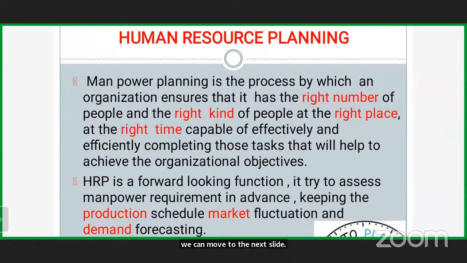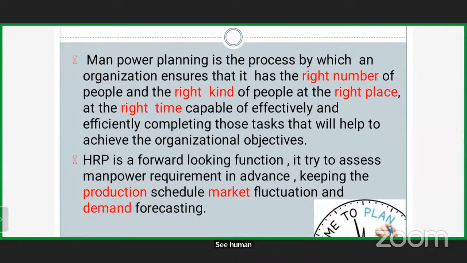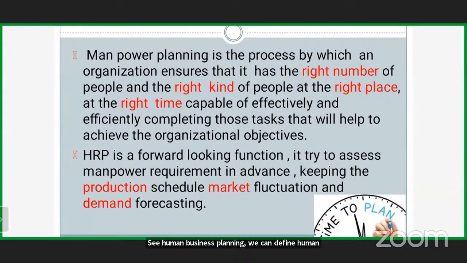Now definition, right? What is human resource planning? How can we define human resource planning? See, we can define human resource planning in different ways. But out of many definitions, we can discuss a few.